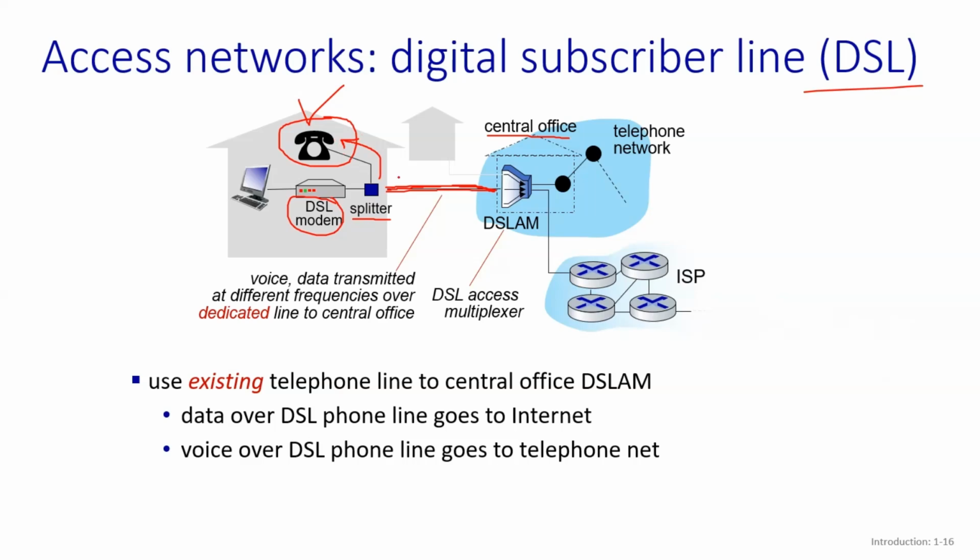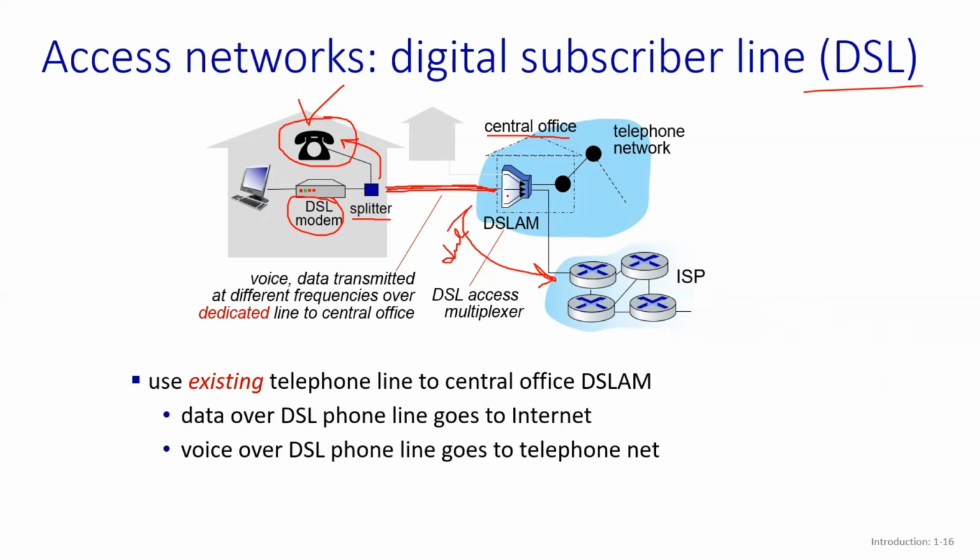The same job is done at the central office by this DSLAM. It splits the data and sends it to the network. So data is sent to the network. So DSLAM has split the data.